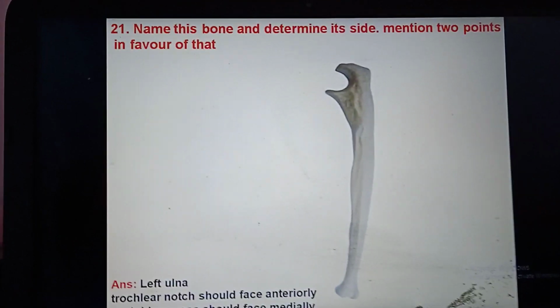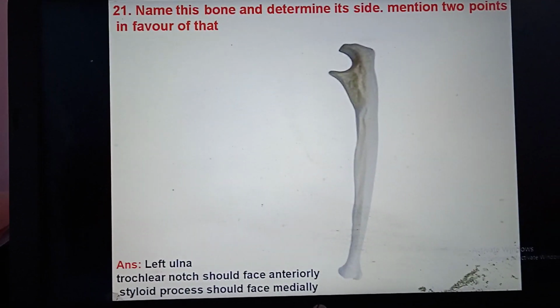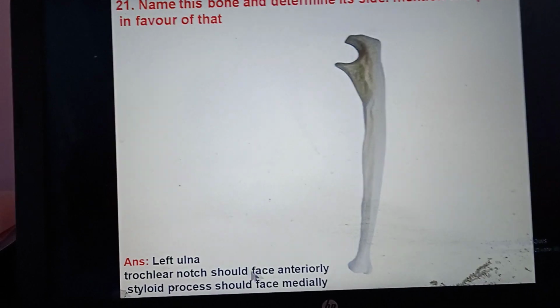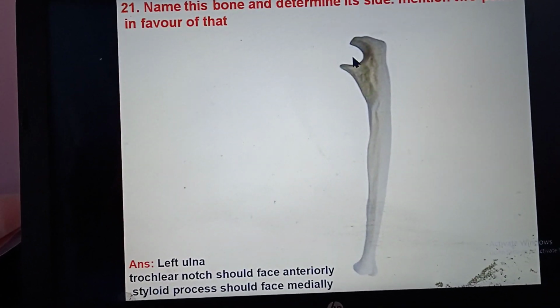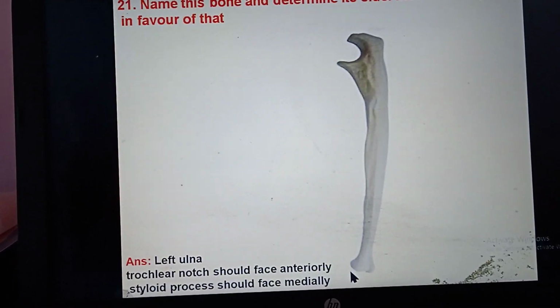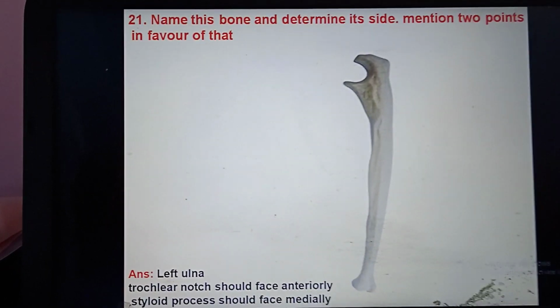Name this bone and determine its side. Mention two points in favor of that. This is the left ulna, and two points in favor are that the trochlear notch should face anteriorly, and the styloid process should face medially. So this is of the left side.